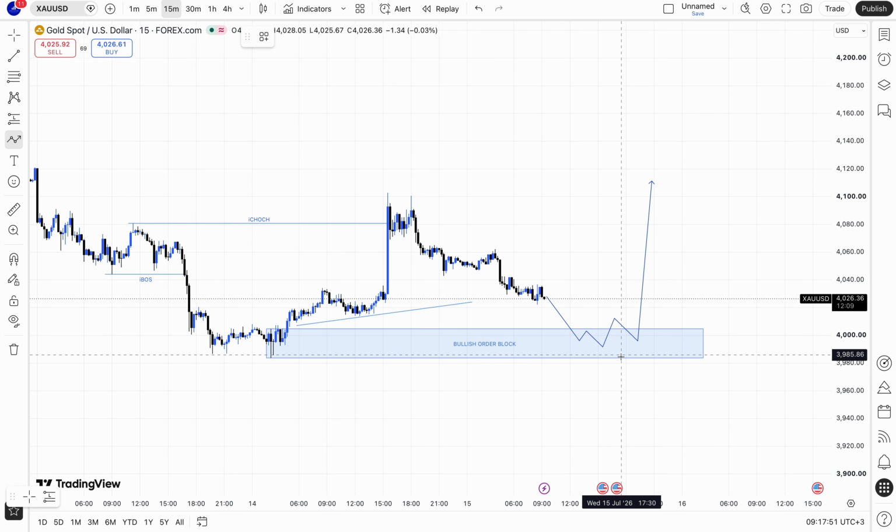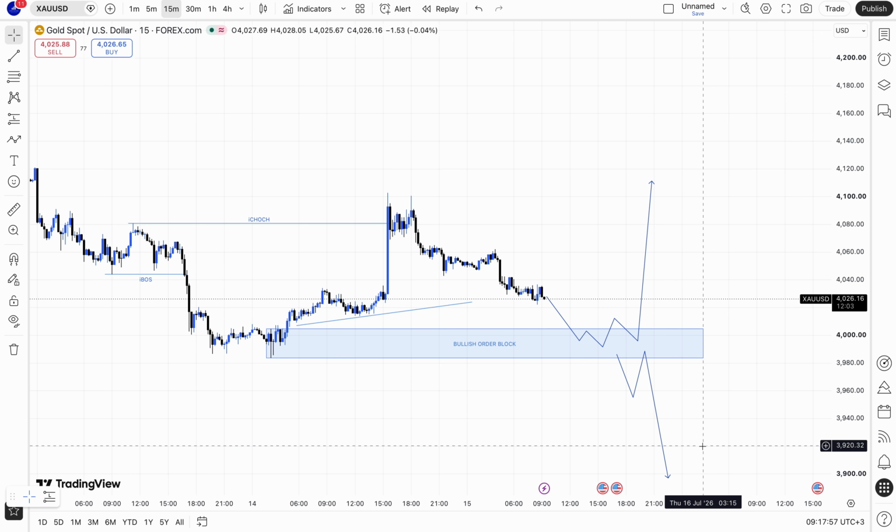Then scenario number 2, if the price comes back and respects this area, you're going to wait for the break, then retest, then a continuation to the downside. Okay, that's it, guys, and peace out.